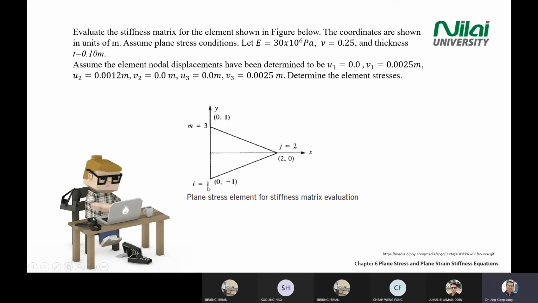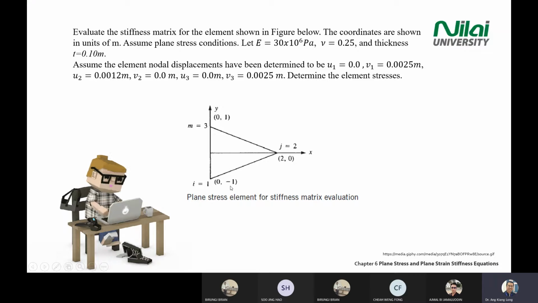Each one is labeled: I means the first point, J the second point, and M the third point. Each point gives you one coordinate: 0, -1, then 2, 0, and the third point 0, 1. So this is a Cartesian plane. And you always compare with the diagram that I showed you this morning. This one, the 0, is xi.